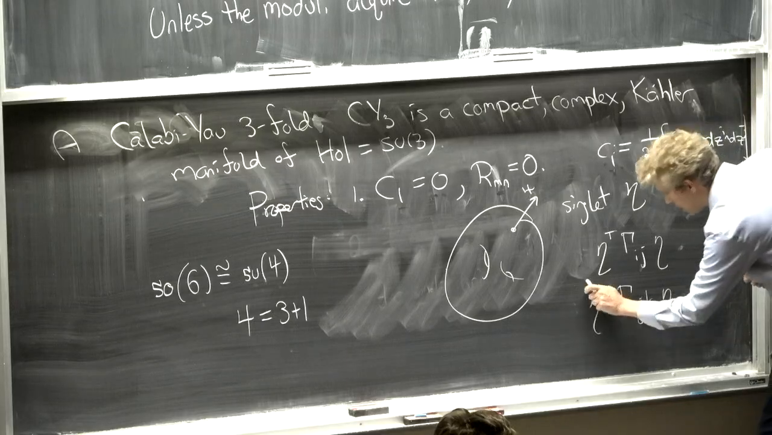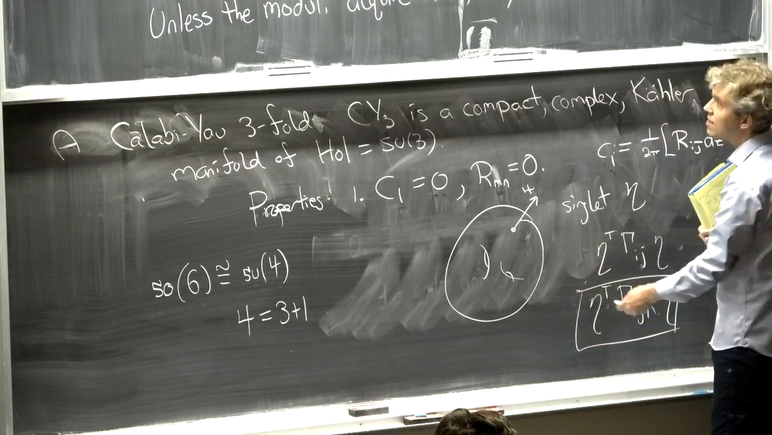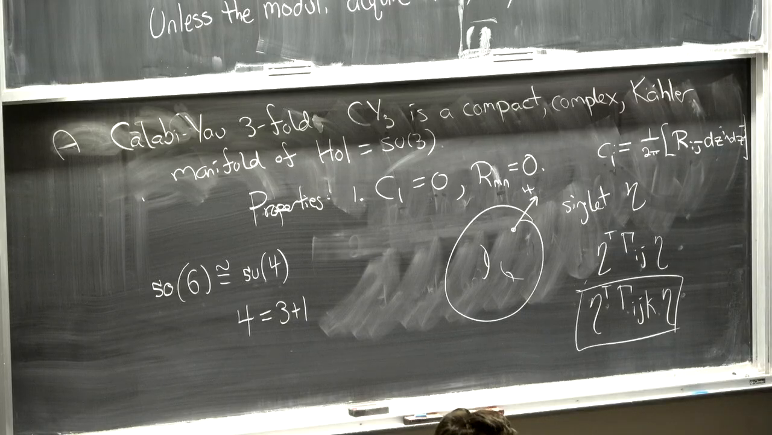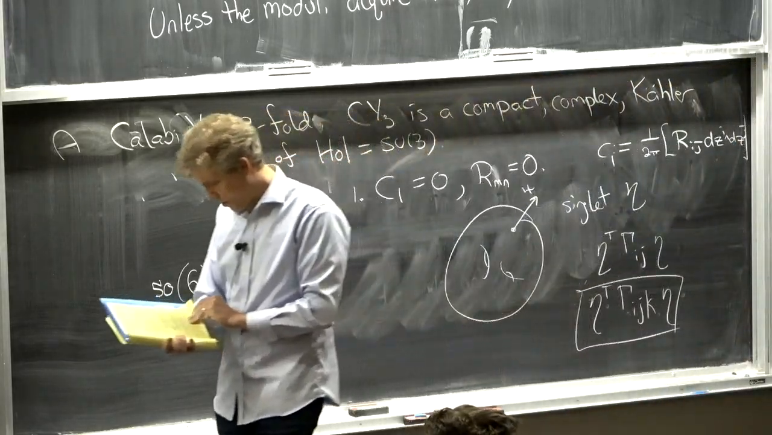This is actually, I erased it, the everywhere constant 3-form. And this is the so-called Kähler form that defines the Kähler metric. So there's a tight connection between the singlet and the geometric structures.